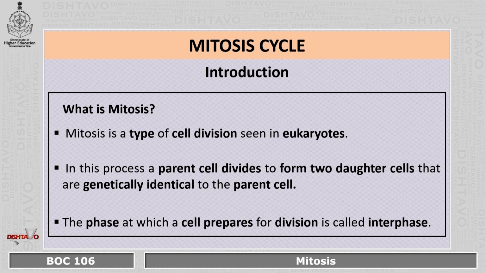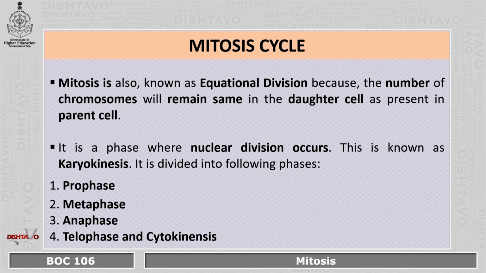Introduction. What is mitosis? Mitosis is a type of cell division seen in eukaryotes. In this process, a parent cell divides to form two daughter cells, which are genetically identical to the parent cell. The phase at which a cell prepares for division is called interphase. Mitosis is also known as equational division because the number of chromosomes will remain the same in the daughter cell as present in the parent cell.